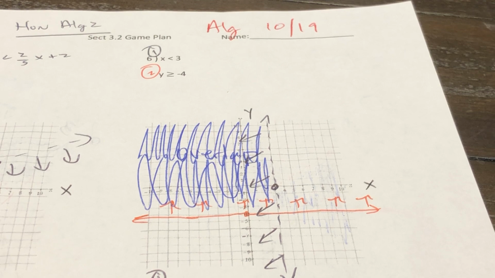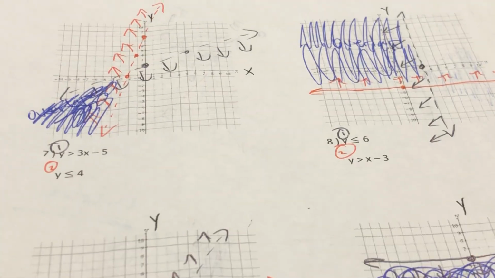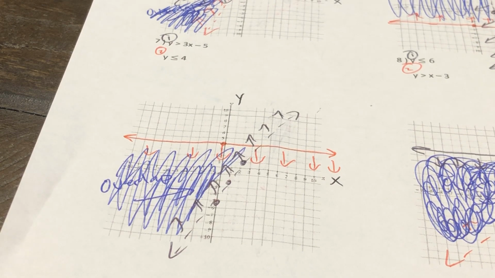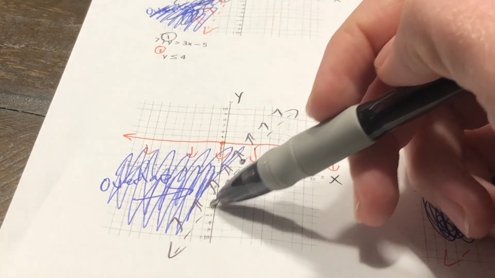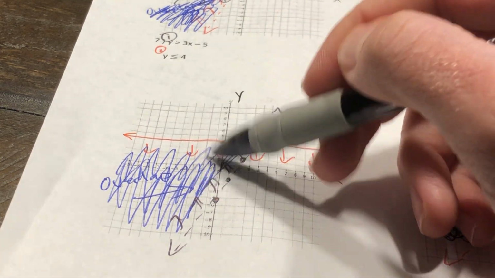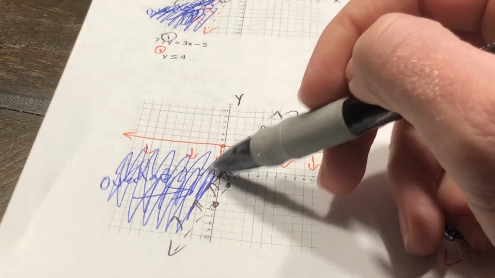I'm going to finish here with 7 and 8. There's number 7. Y is greater than 3x minus 5. You have a y-intercept of -5, up 3 over 1, up 3 over 1, up 3 over 1. Dotted line. Going to shade above.